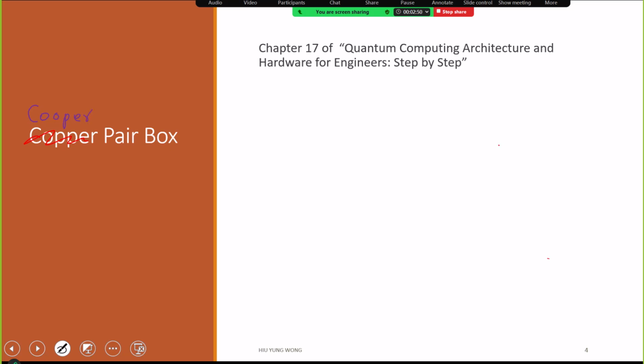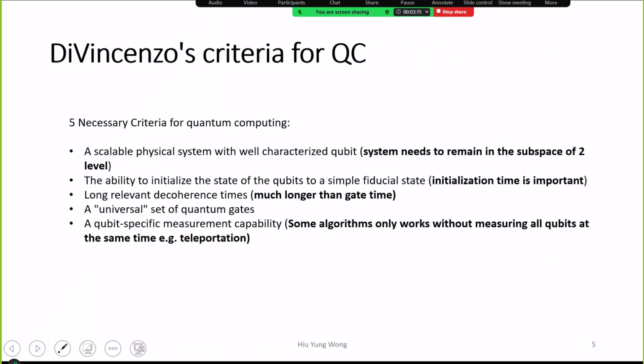What is Cooper pair? What happened to superconductor? Very good. When you go to superconducting state, two electrons pair together, they become a Cooper pair. So this is called Cooper pair box. You need to wait until the end to appreciate more, but let's just go ahead.